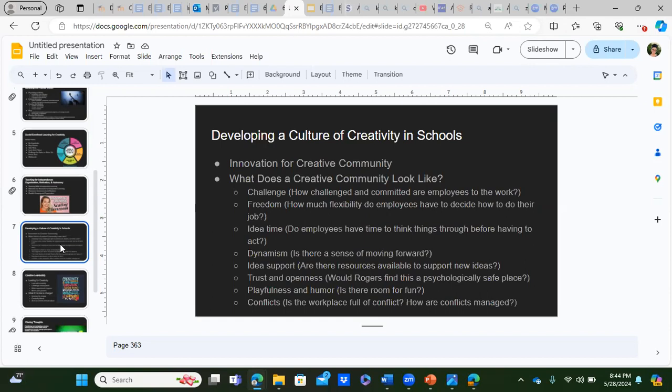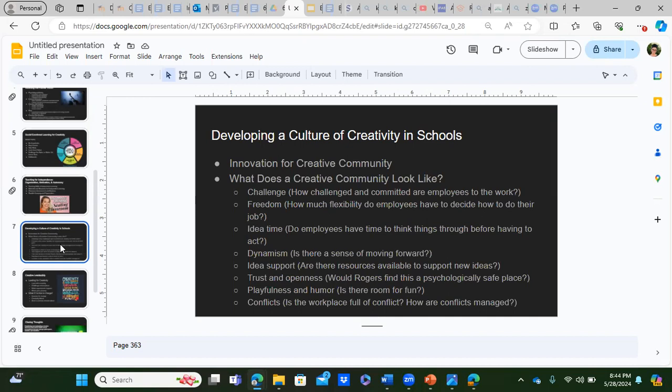So Ekvall and, I don't even know how to pronounce this last name, I'm going to attempt it, Isaksen, I think is the way you would say it. I've never actually heard it spoken, so I'm not sure how to pronounce it, but it's on the bottom of page 363 in your text. These two researchers identified 10 dimensions related to a creative organizational climate.